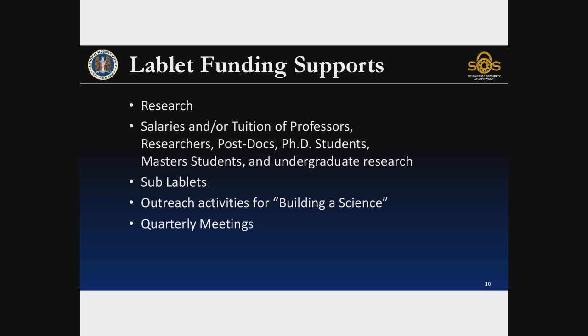So what are we actually paying for? We're paying for research, we're paying for salaries of professors or summer things, we're paying for postdocs, PhD students, their stipends, their tuitions, we have master students and undergrads. We also require them to subcontract.